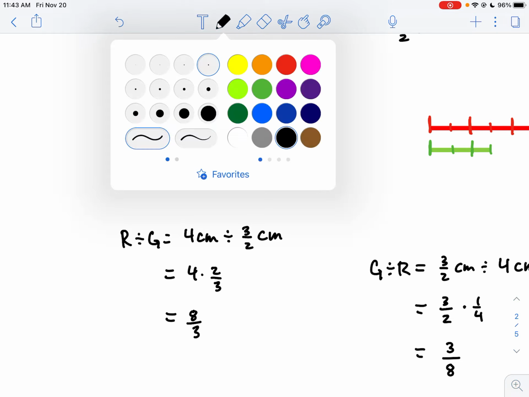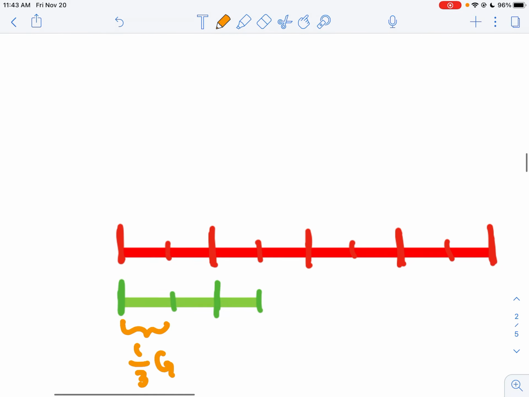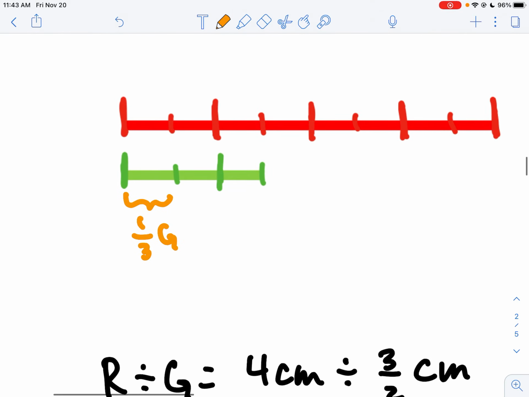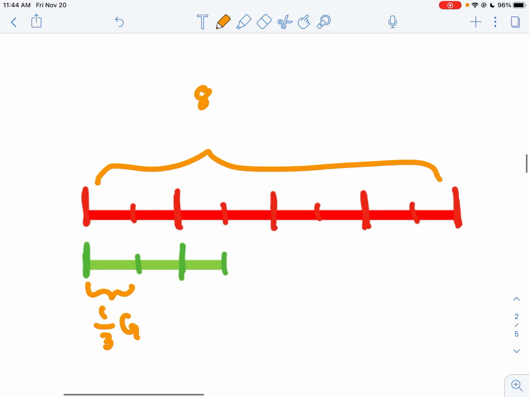So it's like starting with G, doing 1/3 of it. Notice this is 1/3 of G. Even though it's a 1/2 centimeter in length, it's only 1/3 of G. If you think of G as 1 unit, that's 1/3 of G. And then, of course, the R will be 8/3 of G.